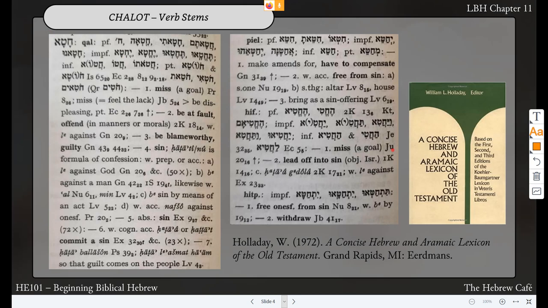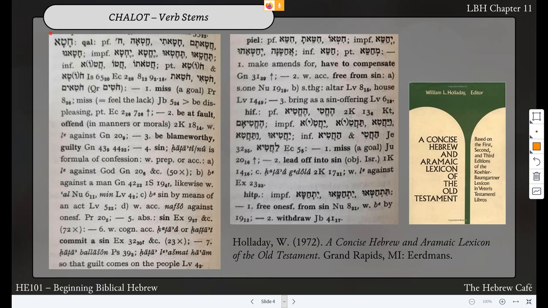So first, this is a look. Basically, I took a picture of the word chata from this book here. It's a concise Hebrew and Aramaic lexicon of the Old Testament. Very worthwhile lexicon if you're looking to get one. Here's the bibliographical data, so you can look it up on Amazon or whatever. The basic meaning of the word is sin, to miss a goal. According to Job 5:24, it means to miss, like you miss somebody or you miss something. To be at fault, to offend, to sin. This is in the Qal. You notice the word Qal right here.